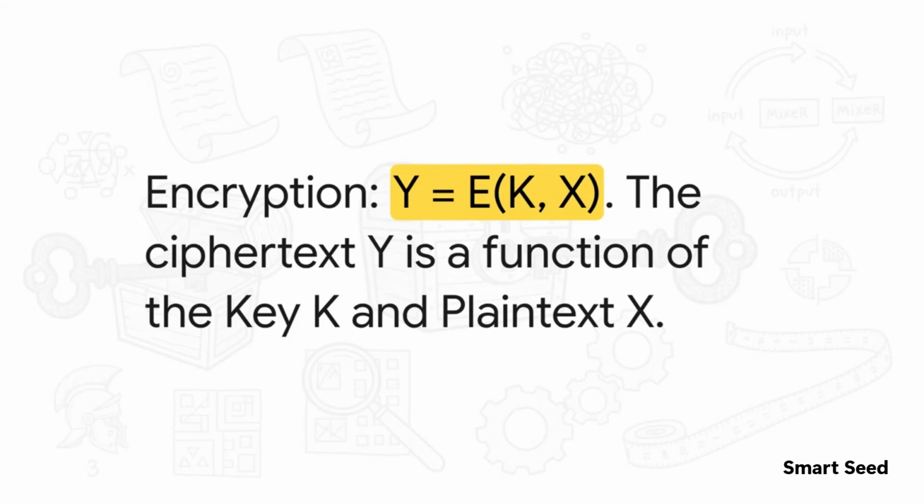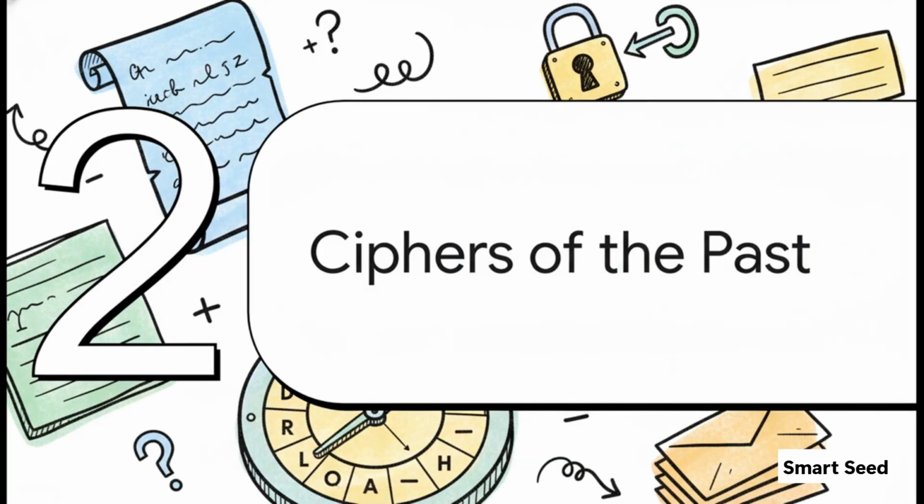We can even write this out with some super simple notation. Don't let it scare you, it's actually pretty straightforward. That first line just says your ciphertext Y is what you get when you use the encryption function E on your original message X with your secret key K. The second line, it's just the reverse. Your original message X is what you get back when you use the decryption function D on the scrambled message Y using that exact same key K. See? Perfectly symmetrical.